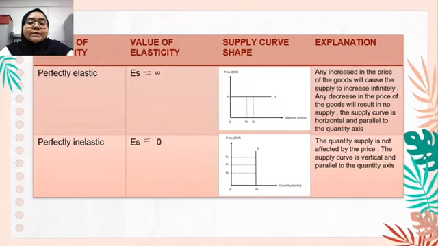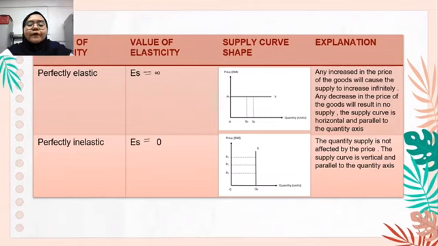Second last, perfectly elastic. Elasticity of supply is equal to infinity. The explanation: any increase in the price of the good will cause the supply to increase infinitely. Any decrease in the price of the good will result in no supply. The supply curve is horizontal and parallel to the x-axis, like this.